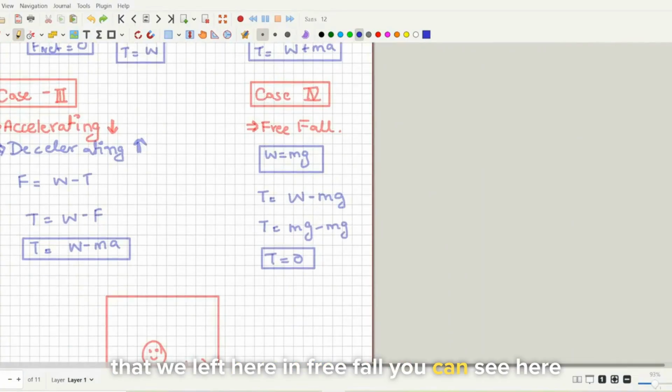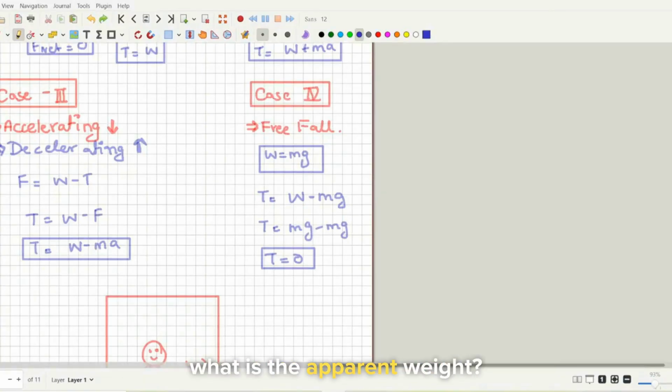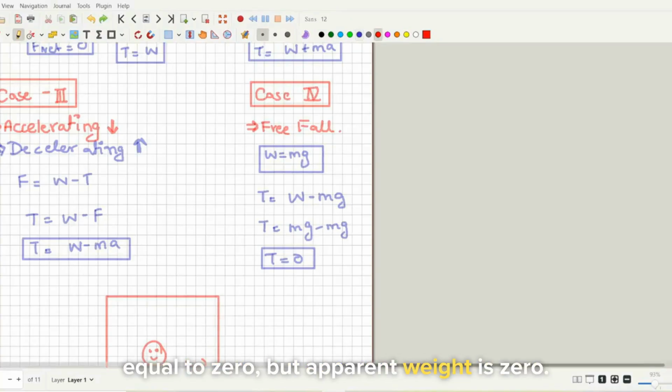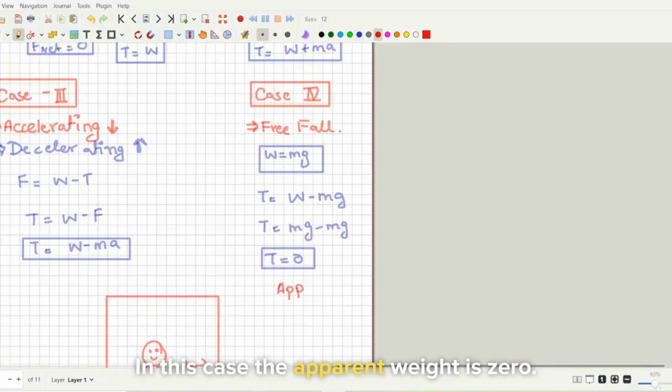In free fall, you can see here the tension equals 0. So in this case, what is the real weight and what is the apparent weight? This is the question that I'm asking you. You can think for some time. The answer is simple. The real weight is not equal to 0, but the apparent weight is 0. In this case, the apparent weight is 0, not the real weight.